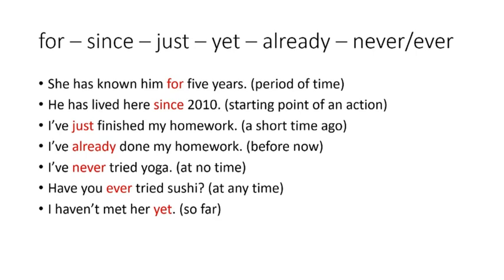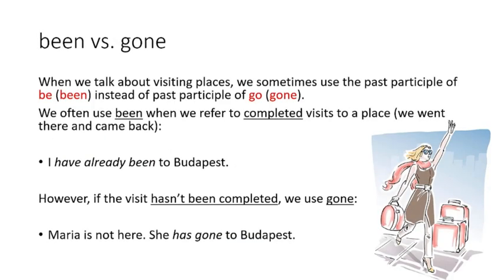Okay. Another thing we need to make a difference of is the participles been and gone. When we talk about visiting places, we sometimes use the past participle of be instead of the past participle of go. So we use been instead of gone, and vice versa. We can also use gone and not been. For example, we use been when we refer to completed visits to a place. So we went there and we came back.